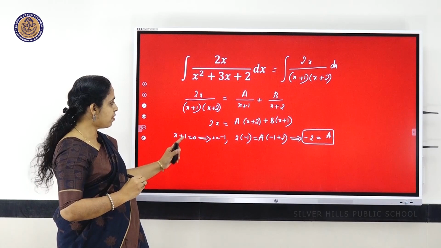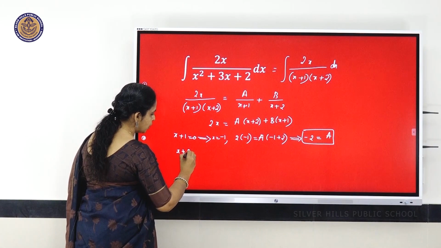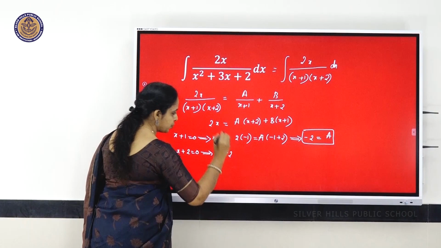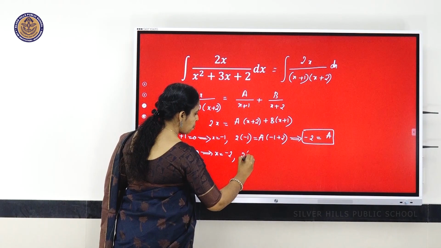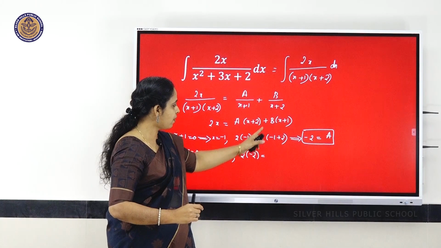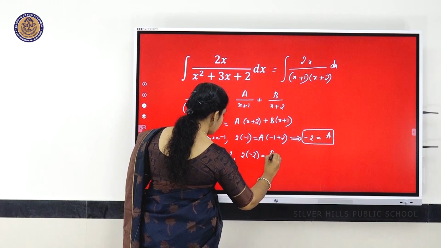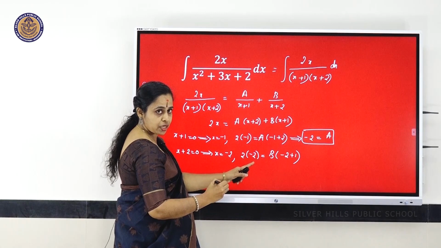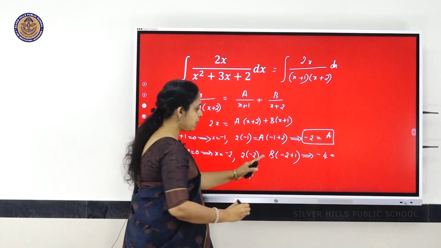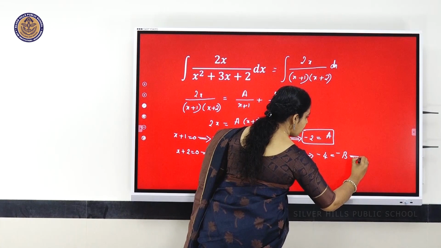Now we will give x plus 2 equal to 0. X plus 2 equal to 0 means x equal to minus 2. So substituting in this equation, 2 into minus 2 equal to, when you put x plus 2 equal to 0, a will vanish. You will get the value of b. B into (minus 2 plus 1). So 2 into minus 2 gives minus 4 equal to b into (minus 2 plus 1), minus b. So you will get the value of b equal to 4.